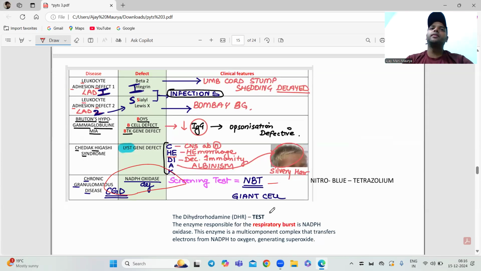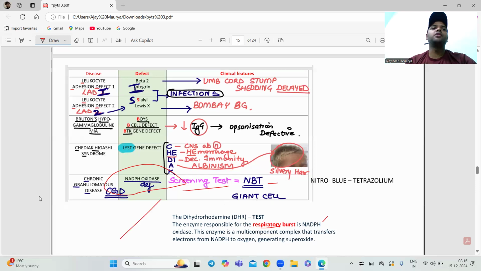For the confirmatory test, you have to do the DHR, that is the dihydrorhodamine test. This is the confirmatory test. Now, there is the respiratory burst, and the respiratory burst enzyme is the NADPH oxidase. You have to remember this one, guys.